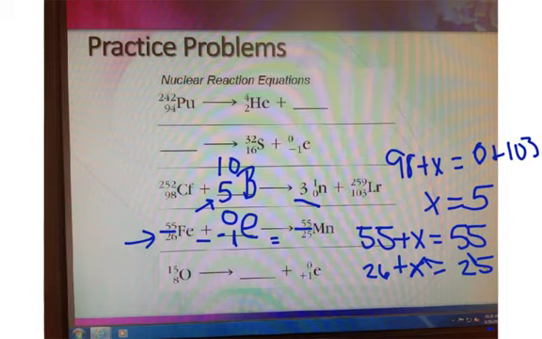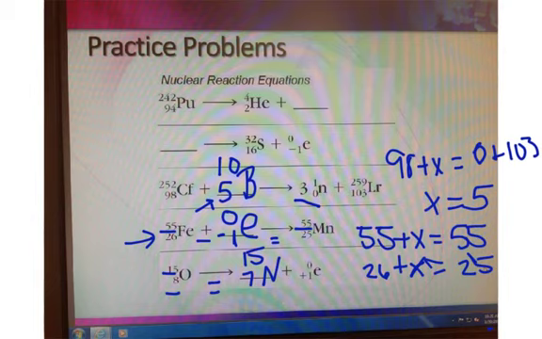Okay, and the last one, super easy. 15 equals what number plus 0? So that would be 15. And on the bottom, it's 8 equals what number plus 1? So that would be 7. So if you look at that, that would be nitrogen.